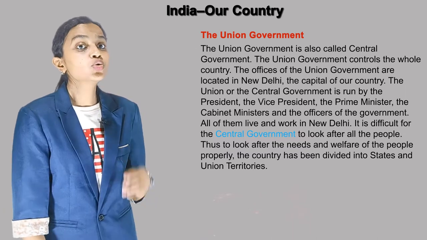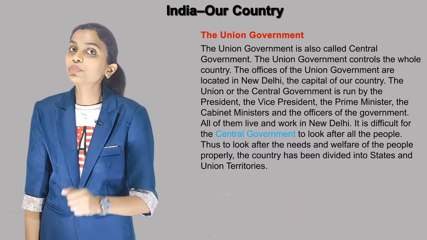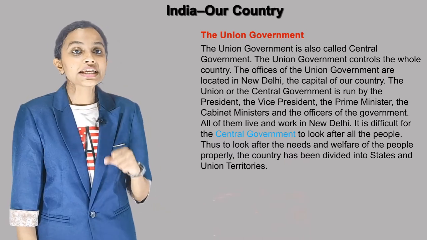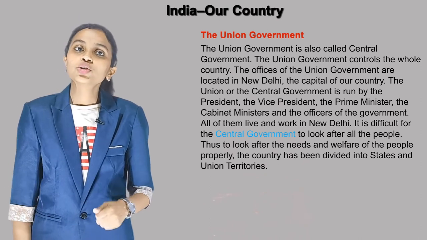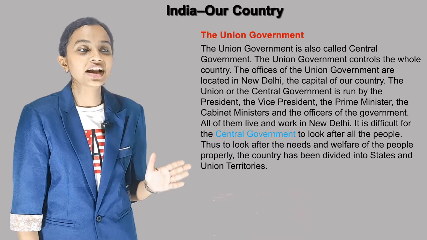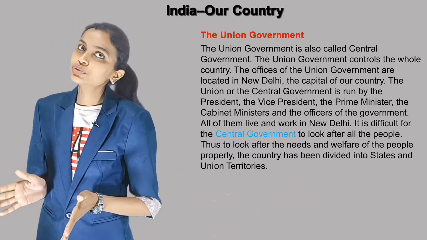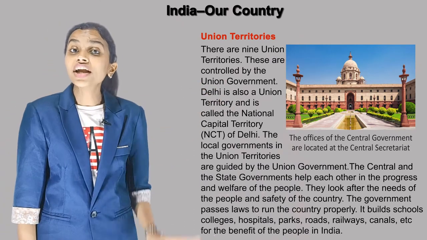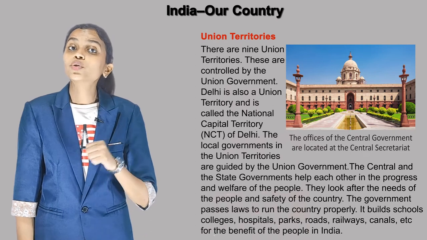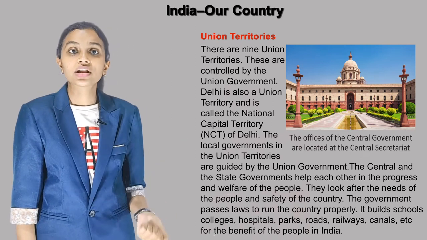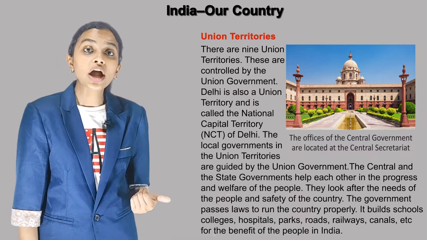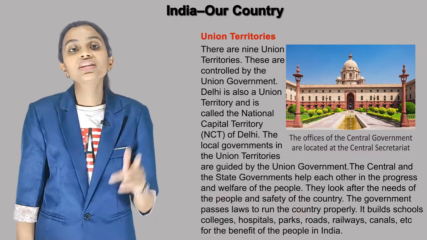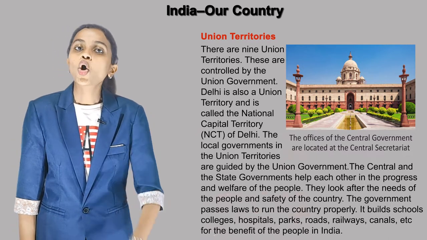Okay? Thus, to look after the needs and welfare of the people properly, the country has been divided into states and union territories. Because of this problem, we have divided our government into states and union territories. See what union territories are. There are 9 union territories. These are controlled by the union government. Delhi is also a union territory and is called the NCT, National Capital Territory of Delhi.